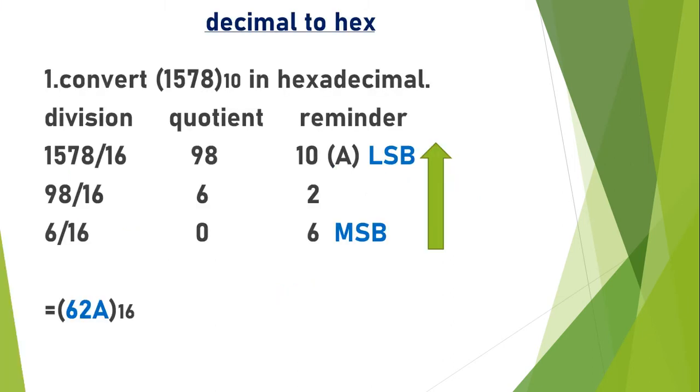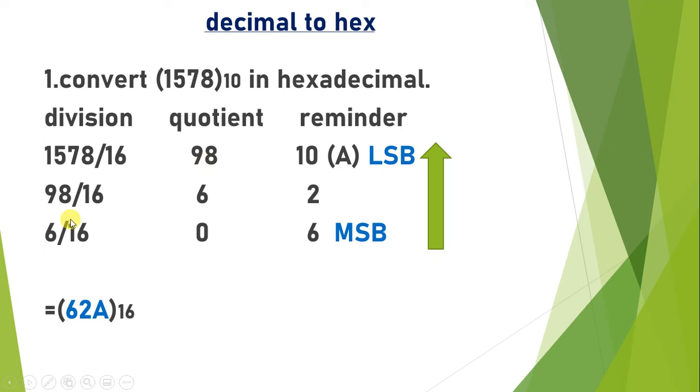Okay, so now we start converting to hexadecimal numbers. First, we convert decimal to the hexadecimal number system. Here 1578 is given in the decimal number system, and it is completely an integer, so we use the successive division method. First, 1578 divided by 16 gives 98 as the quotient and 10 as the remainder. This 10 is also equal to capital A in hexadecimal.